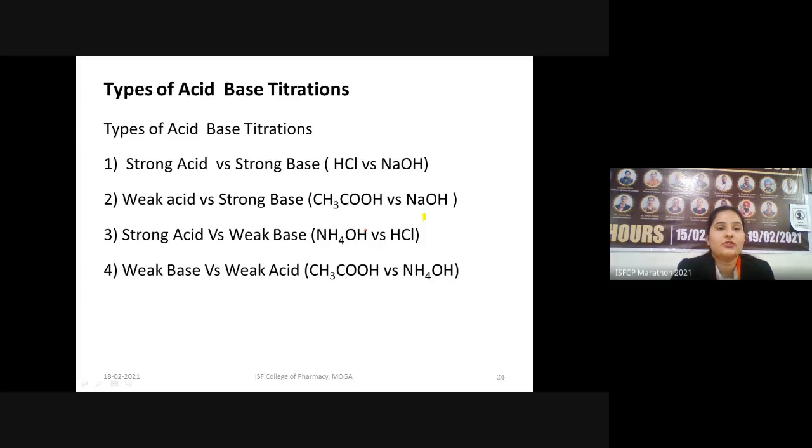So now we will be discussing the different types of acid-base titrations. As we have discussed, acid-base titrations are of four types. That is a reaction of a strong acid with a strong base. In this, we will be taking both strong acid and strong base. Secondly, we will be using a weak acid versus a strong base. We will take a weak acid and a strong base. And thirdly, we will take a strong acid versus weak base, and at the last we will be taking both weak base and weak acid.